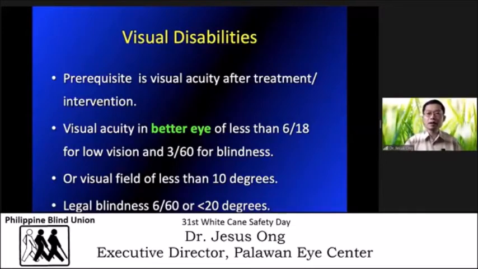Now, iba rin naman ang legal blindness, no? When we say legal blindness, that's 6/60 or less than 20 degrees. So, mas less stringent yung legal blindness. Mas stringent yung qualifications ng DOH.